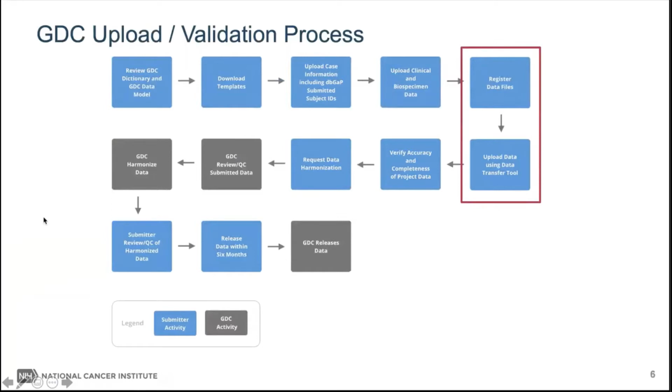Now this next part involves registering a data file and uploading data using the data transfer tool. And when I say register, what that means is that you don't upload the file directly through the submission portal. What the submitter will do is provide information about the file, which will make the submission portal ready to accept the file. And this information includes MD5 sum, file size, file name, and some data type specific properties.